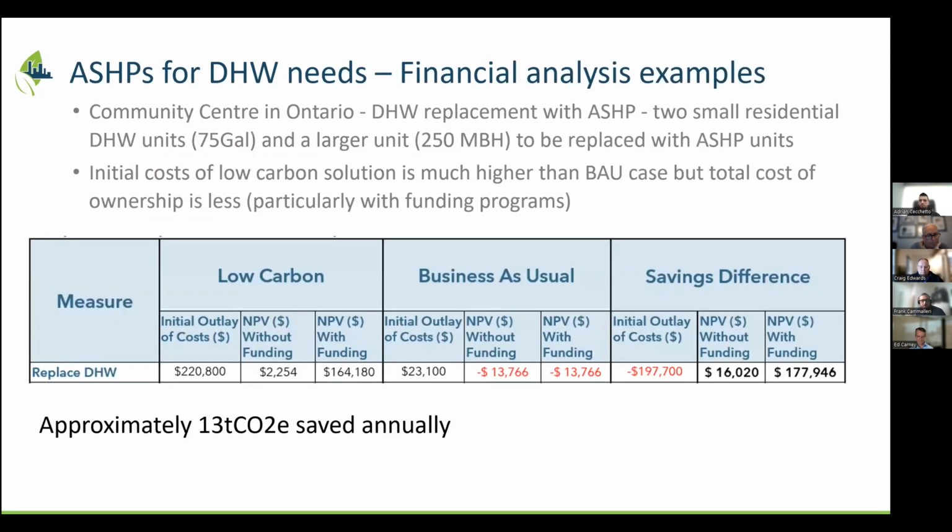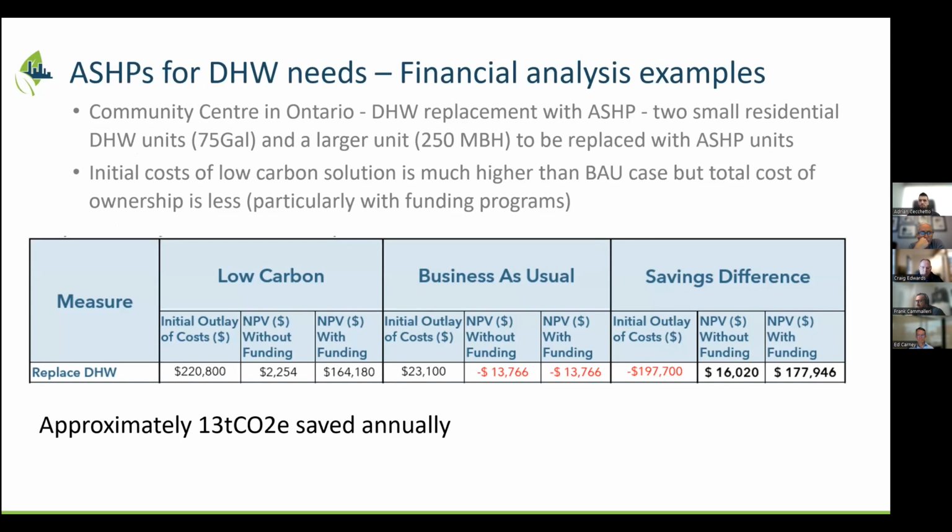So just moving along, I'd like to share some examples of analysis that's been done on this. There is a community center example that we've done analysis on in Ontario, replacing typical gas-fired domestic hot water with air source heat pumps. The specific facility had two smaller residential-type domestic hot water units and a larger one. And we did the economics associated with replacing it with air source heat pumps.